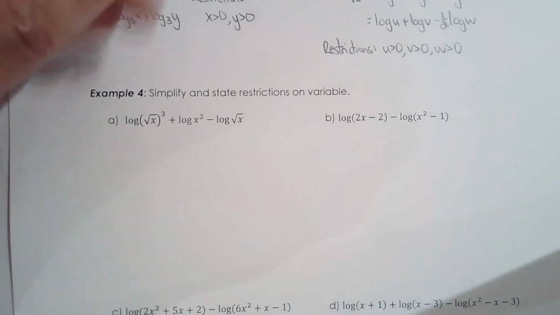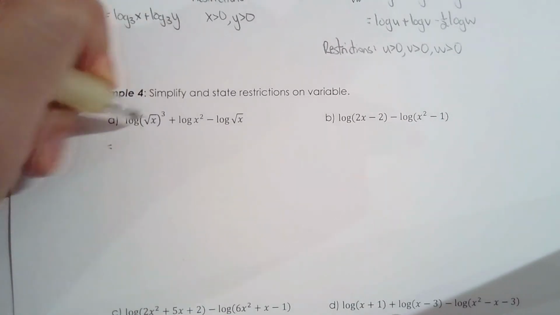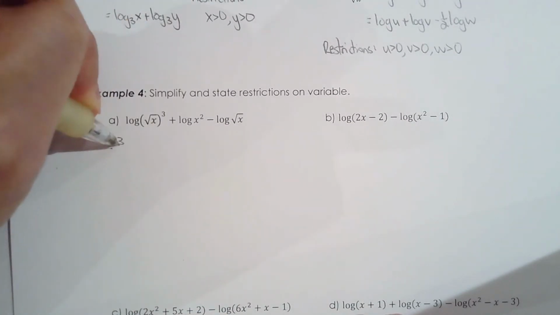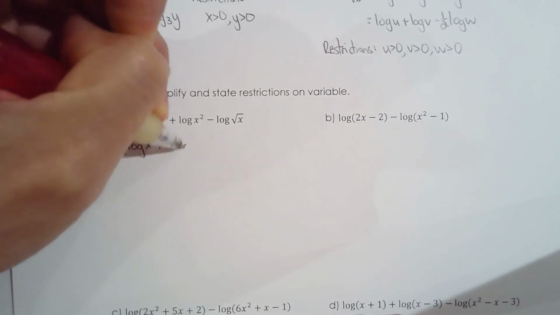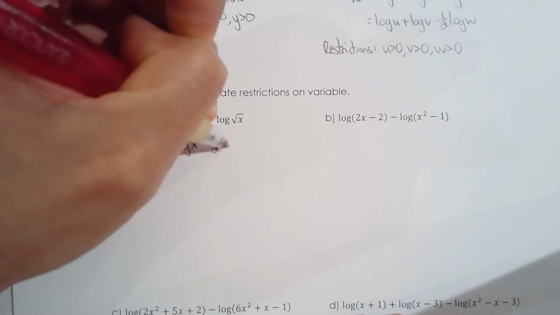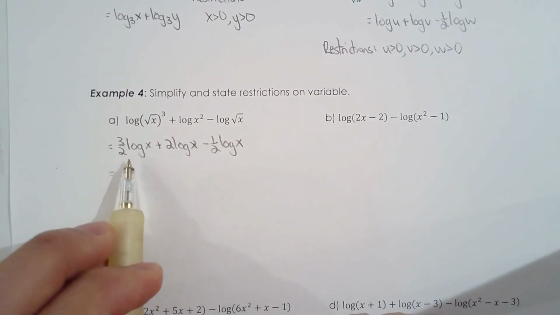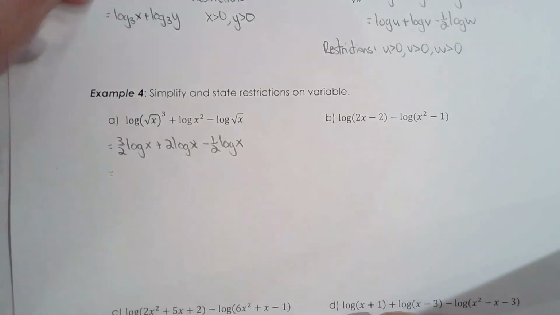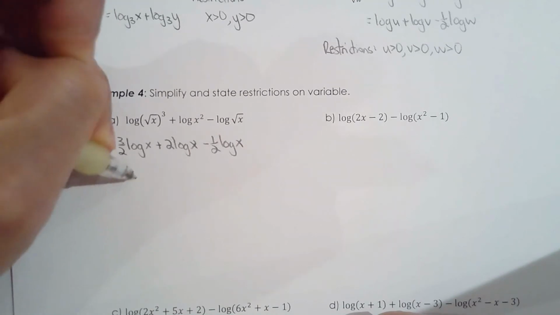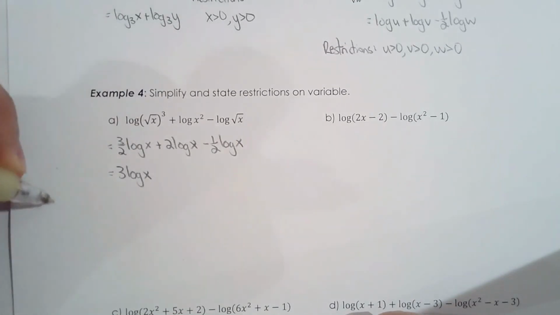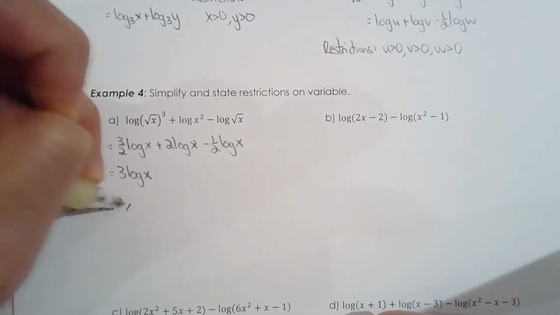Okay, simplify and state restrictions on the variable. Over here, there are a few ways to do this. I'm going to do the easy way. Power law of logarithms. So 3 over 2 log x plus 2 log x minus half log x. It's basically collecting like terms now: 3 over 2 plus 2 minus half. So 1.5 minus half is 1, and 1 plus 2 is 3. So 3 log x. Restrictions: x has to be greater than 0.